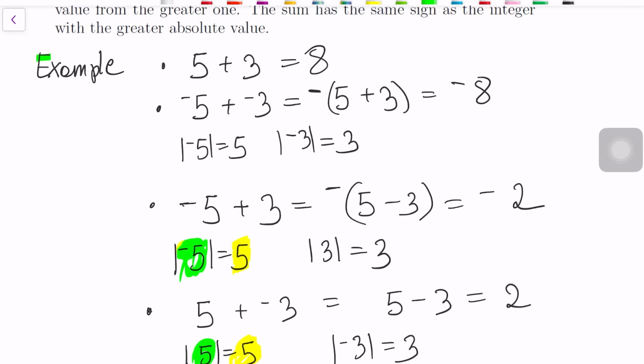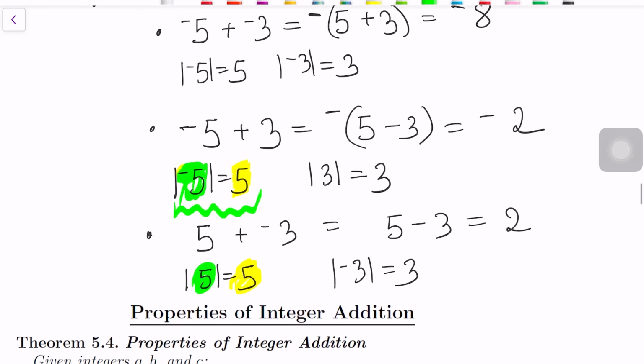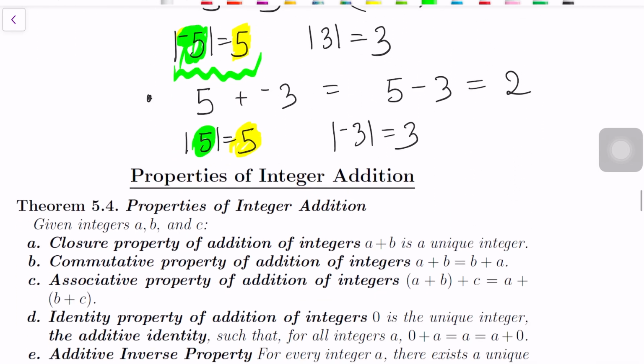One more time. If you're adding two numbers with the same sign, you add their absolute values and you carry the same sign that both numbers had. Now, if the numbers have opposite signs, you really are subtracting their absolute values, but the sign comes from the number with the bigger absolute value. In this case, the sign was negative because the absolute value of negative 5 was bigger.